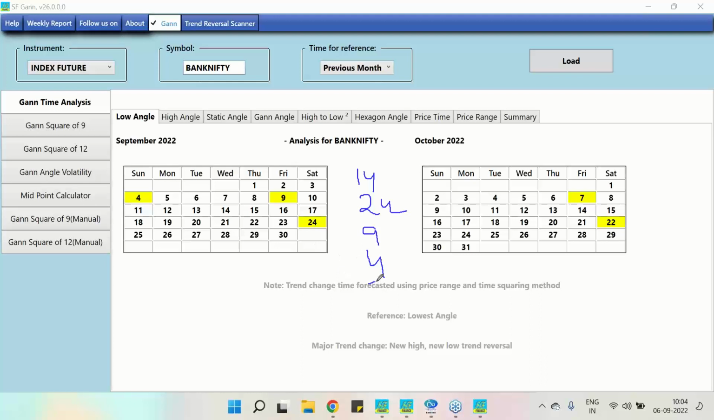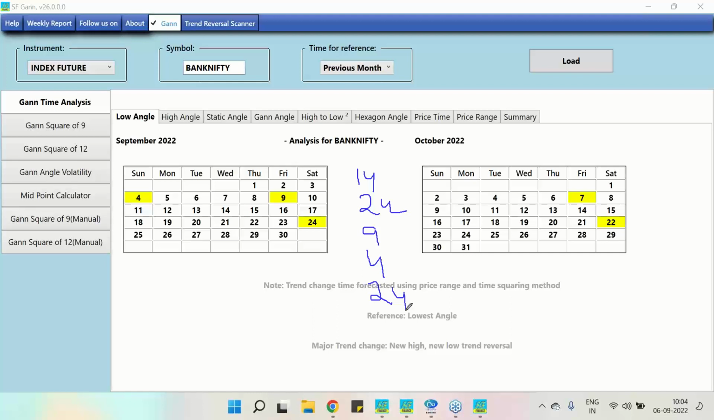And we have the low angle Bank Nifty trend reversal dates. First, it starts with the 4th, which is already over, then the 9th of September and the 24th. These 3 days are the low angle trend reversal dates for Bank Nifty. So for Bank Nifty you have the 14th, 24th, 9th and 4th. Here the 4th is a holiday and the 24th is a holiday.